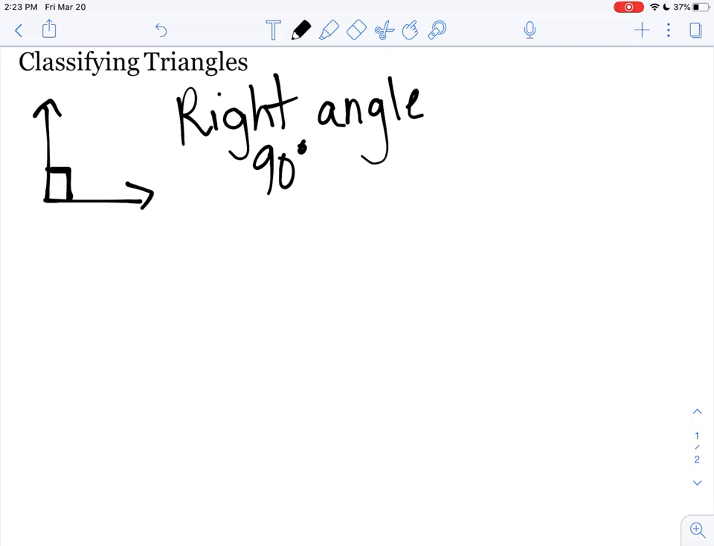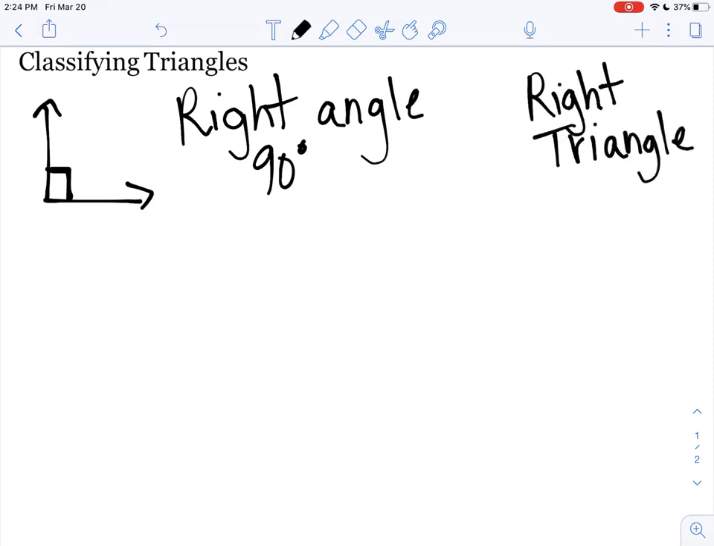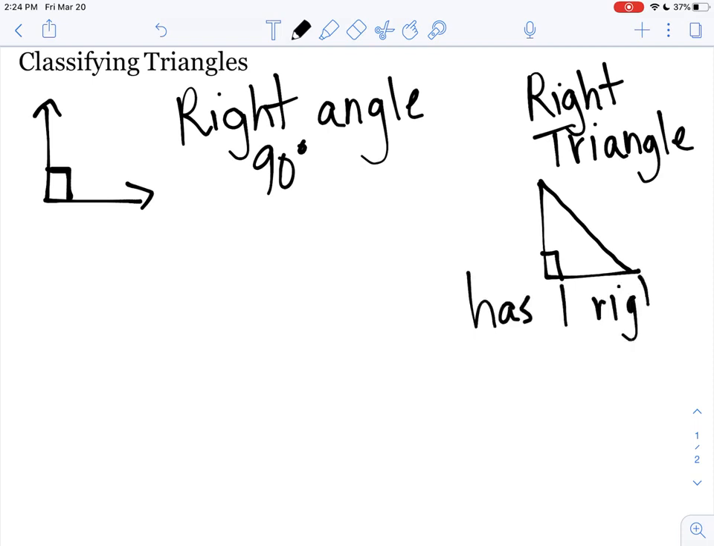So guess what? What if I were to tell you there's such a thing as a right triangle? If I said we have something that is called a right triangle, what do you think a right triangle is going to have? Well, exactly right, guys. Perfect. It's going to have a right angle in it. So a right triangle, it's going to have that right angle labeled, but a right triangle has one right angle. And remember, a right angle is 90 degrees.